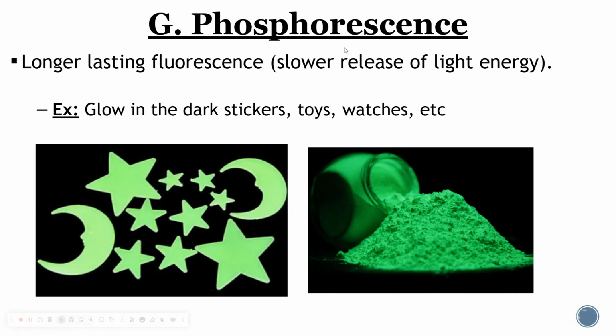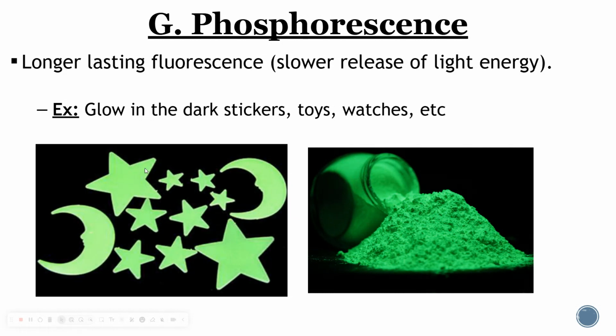Then we have phosphorescence. Phosphorescence is basically like fluorescence. You energize a phosphorescent material. The electrons get excited and they come back down, but it's more of a slow process. So it's a slow release of energy instead of a fast release. So that's commonly glow-in-the-dark items.